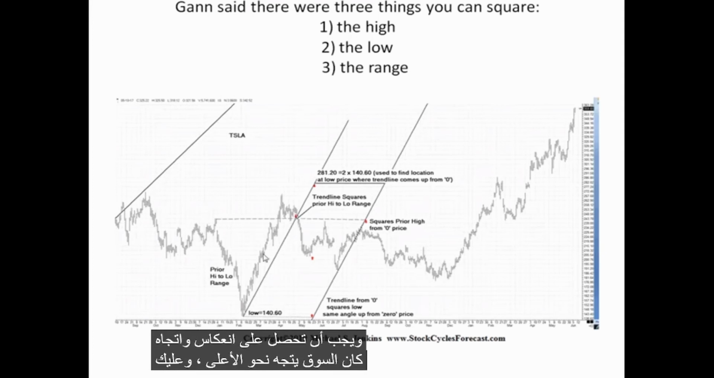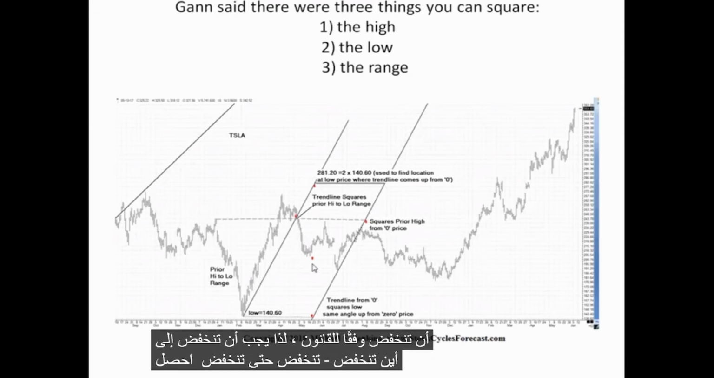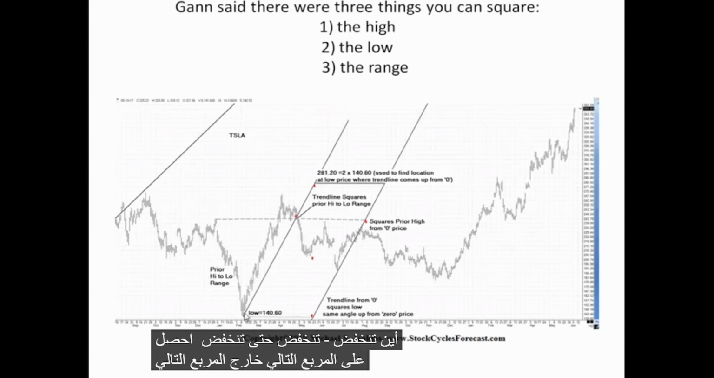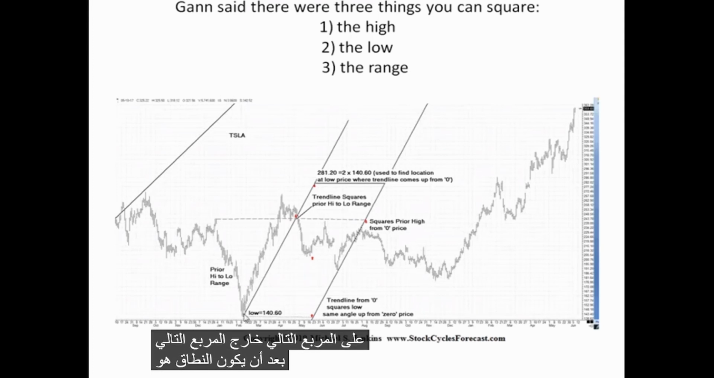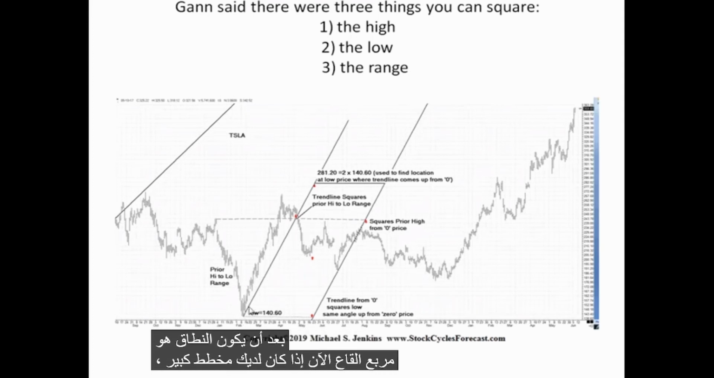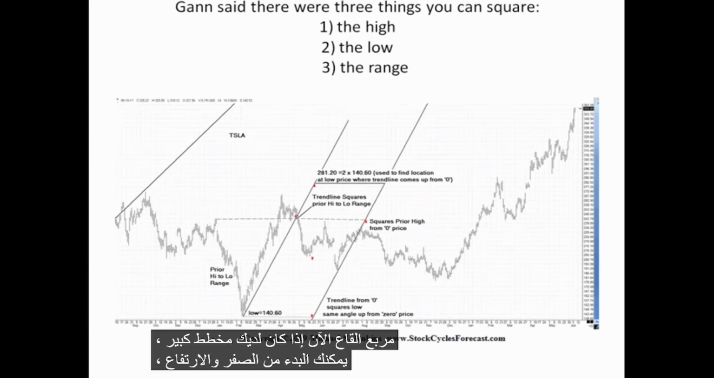The market had been going up, you square out, by law, it has to go down. So where does it go down to? It goes down until you get the next square out. The next square out after the range would be the square of the low. Now, if you had a big chart, you could start at 0 and go up, and when it got to 140, you'd be squaring out the low.